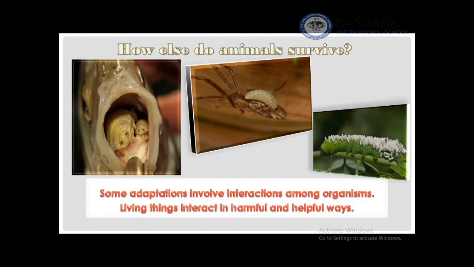Hello everybody. This is the third and the last part of the lesson about how animals interact with each other.